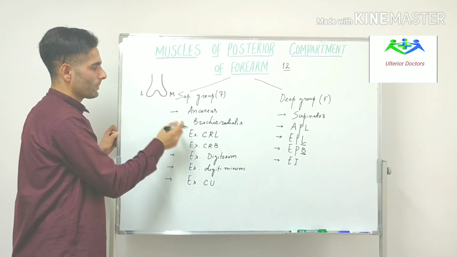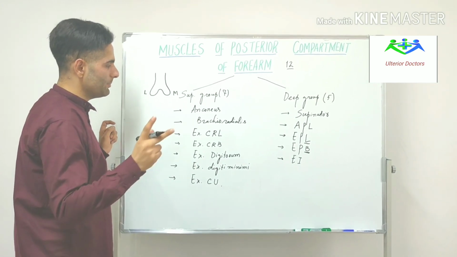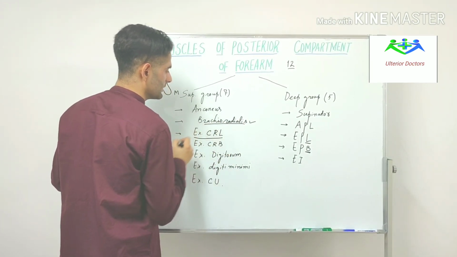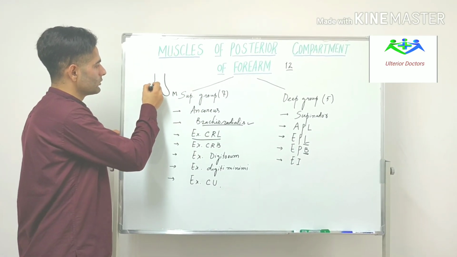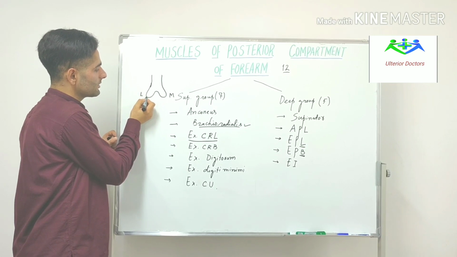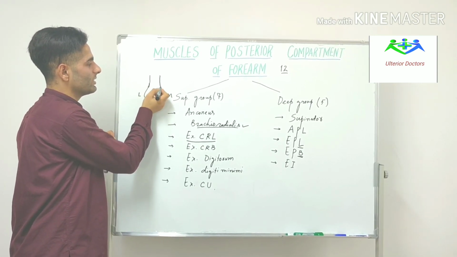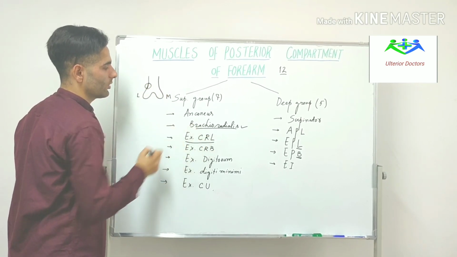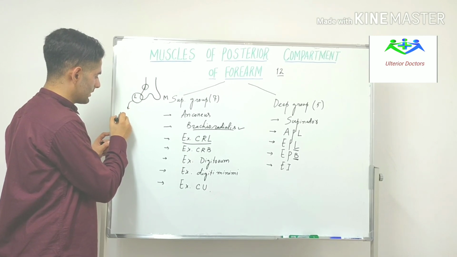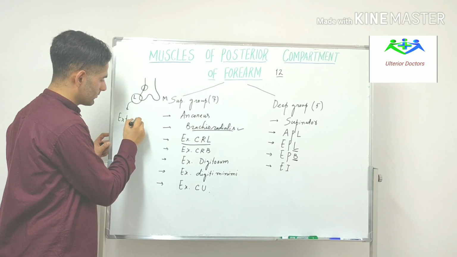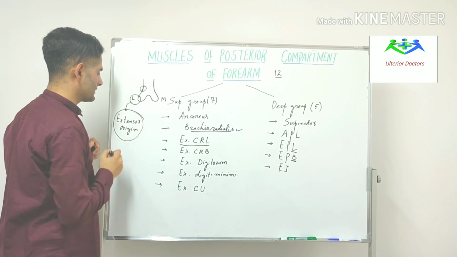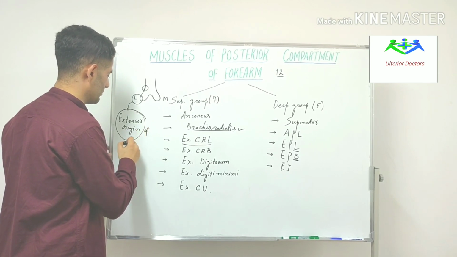From the lateral epicondyle, all these muscles originate except two muscles, brachioradialis and extensor carpi radialis longus. These two muscles originate from the supracondylar region. This supracondylar ridge is superior to the lateral epicondyle and medial epicondyle. From this region, these two muscles originate. This region, the lateral epicondyle, is also called the extensor origin of the posterior compartment muscles.